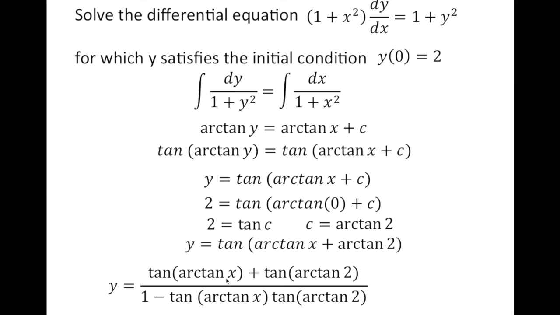Now we can further simplify this, because this is just going to be equal to x. This one is just equal to 2. So therefore, it will now be x plus 2 all over 1 minus x times 2, or just 2x. So x plus 2 over 1 minus 2x. So now our particular solution to this differential equation is y equals x plus 2 all over 1 minus 2x.